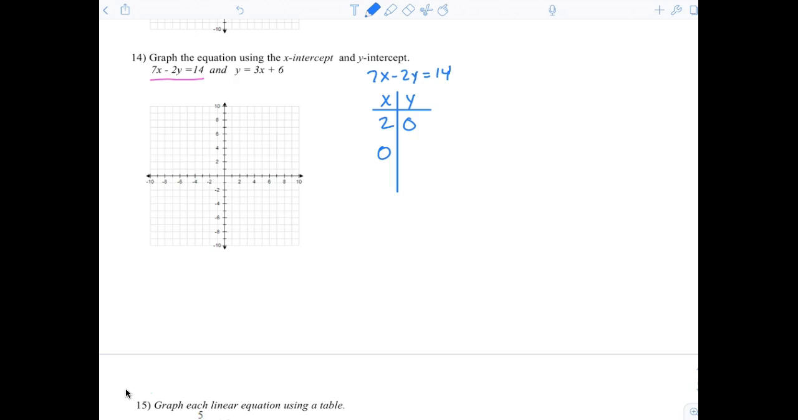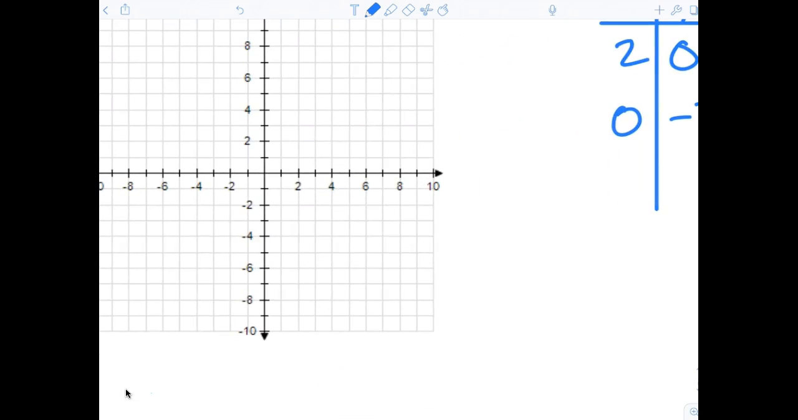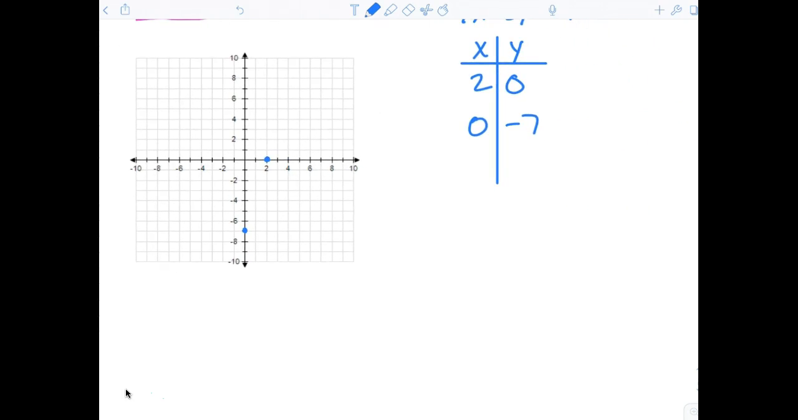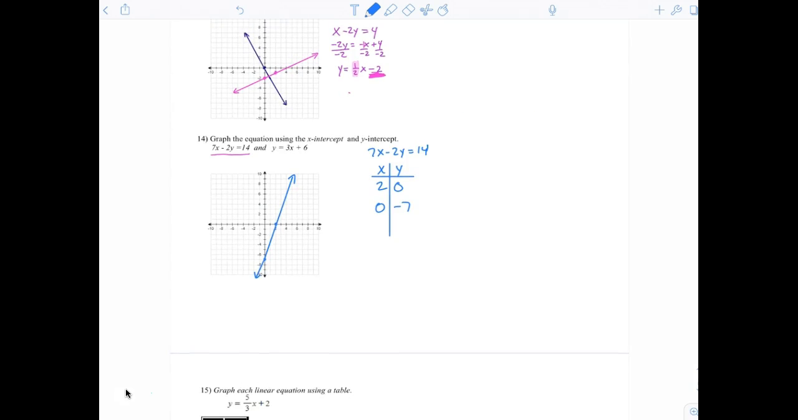Now, if x is 0, be careful. If x is 0, y is? -7. That is correct. Now we plot those points: (2, 0) and (0, -7). And then we graph the line containing those 2 points. All right. I told you that was pretty simple.